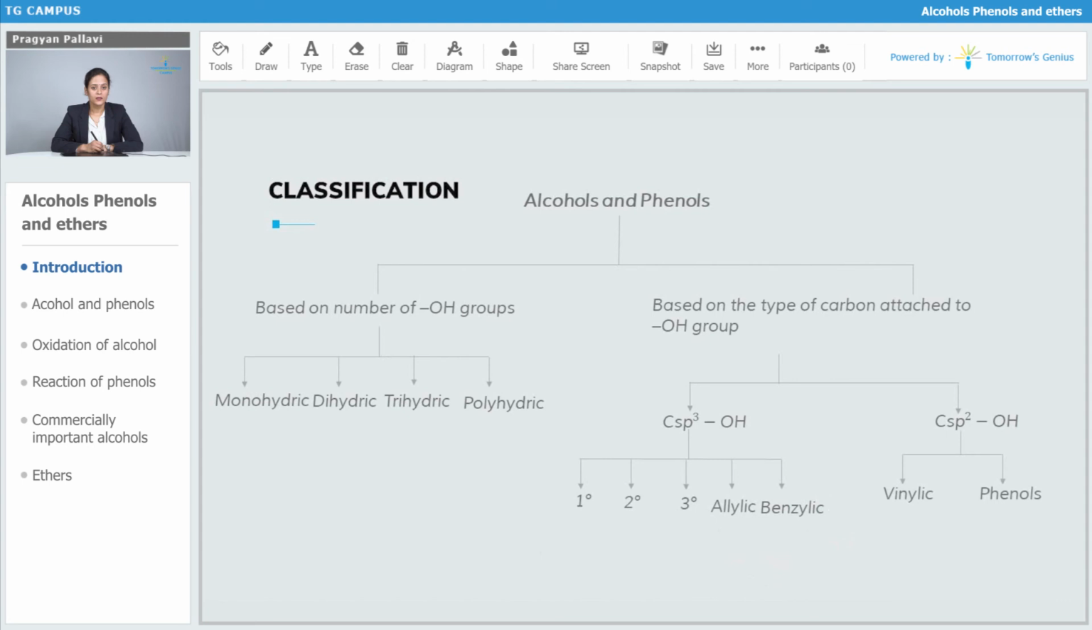Now let's see the hydroxyl group which is attached to sp2 hybridized carbon. This is divided into two, vinylic and phenols. In the case of vinylic alcohol, this hydroxyl group is attached directly to the carbon which is sp2 hybridized. So when we have C double bond C, and to this C a hydroxyl group is attached, this will be called vinylic alcohol. And in the case of phenols, as we have seen already, we have this benzene ring and the hydroxyl group is directly attached to this benzene ring. So this will be known as phenols.